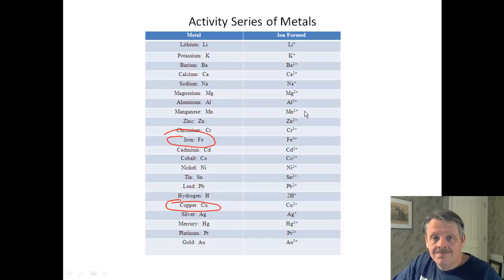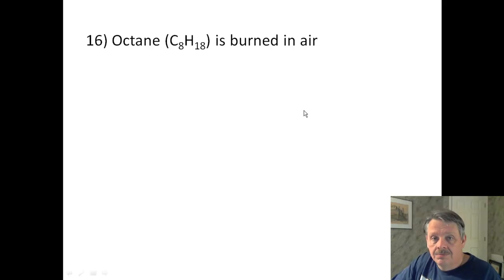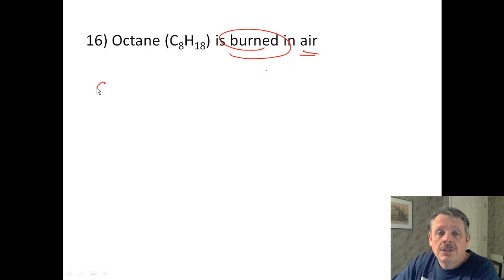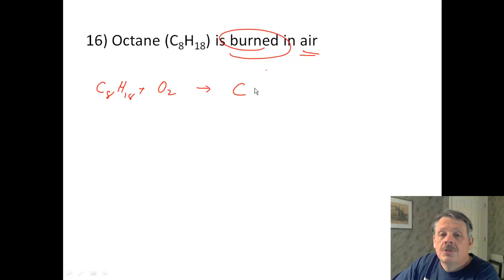Okay, 16. Octane is burned. It even tells you that it's a combustion reaction right there, that it's burned. The fact that it's air, we're looking at the oxygen out of this, so it's C8H18 plus O2 gives you carbon dioxide and water. All right.